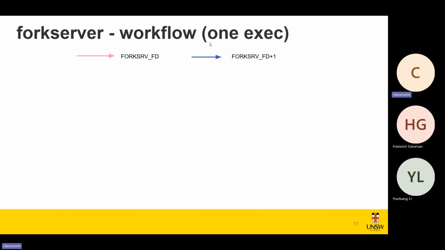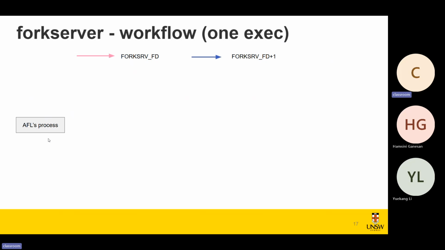So this slide has a lot of animation, and it will show you how AFL uses fork server to run the target program once. Let's use this pink color here to indicate the fork server FD, which is written by AFL and read by the target program. And this blue arrow here means it's written by the target and read by AFL. So let's have a look at this example here.